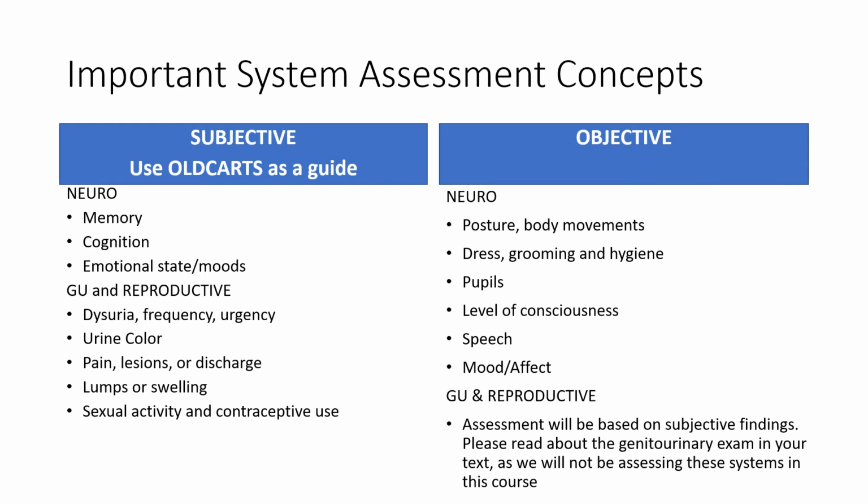For the subjective information for GU and reproductive, you can ask the patient if they've been experiencing any dysuria, frequency, or urgency. You can ask them about their urine color, if they have any pain, lesions, or discharge, lumps or swelling. You can also ask them about their sexual activity and or contraceptive use. The objective portion will be based on your subjective findings. So please read about the genitourinary exam in your text, as we will not be assessing these systems in this course.